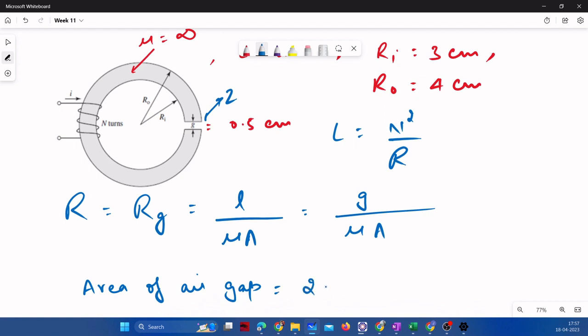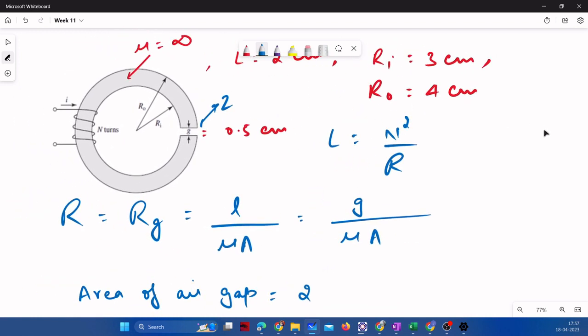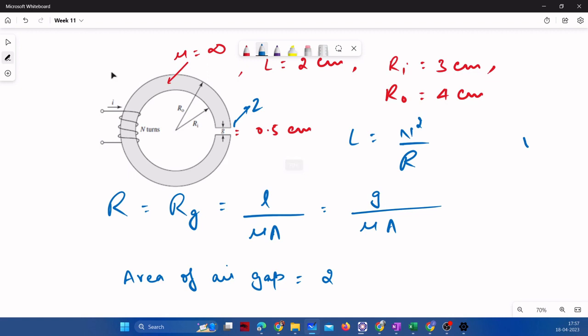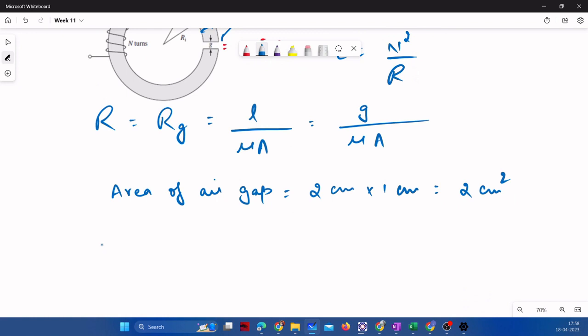2 centimeter is the stack length. And the other is 1 centimeter, the difference between the radius of the core. So this length is 1 centimeter. If we multiply 2 centimeter into 1 centimeter, that will give us the area, 2 centimeter square. Air gap length you already know, that is 0.5 centimeter. So we will plug in all those values in the reluctance formula.